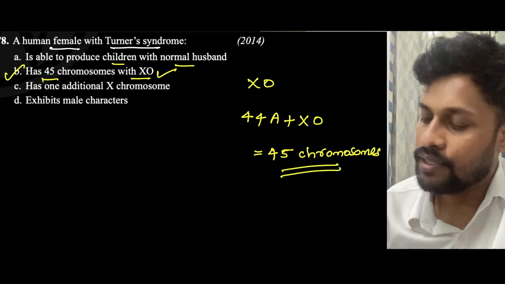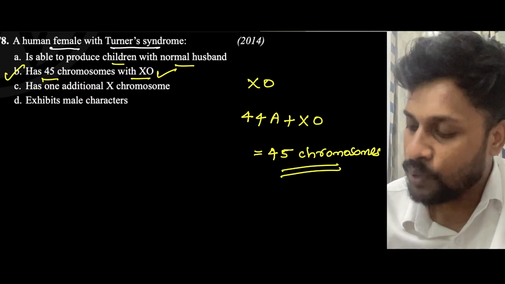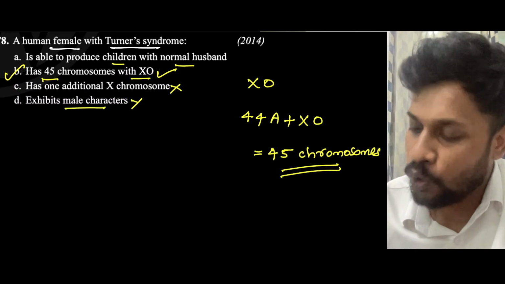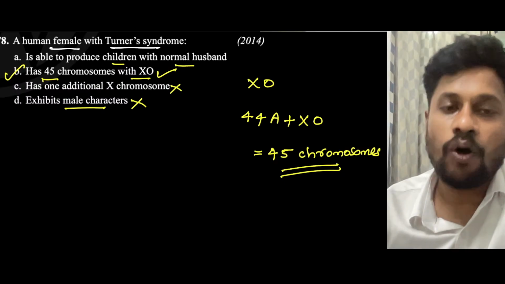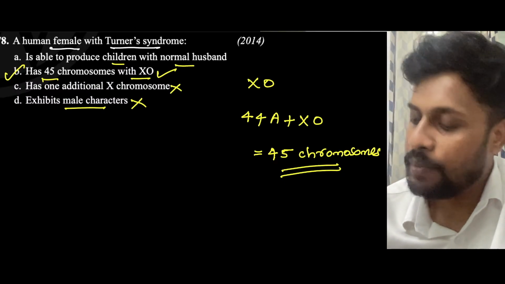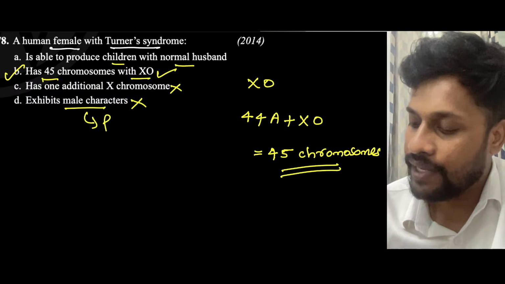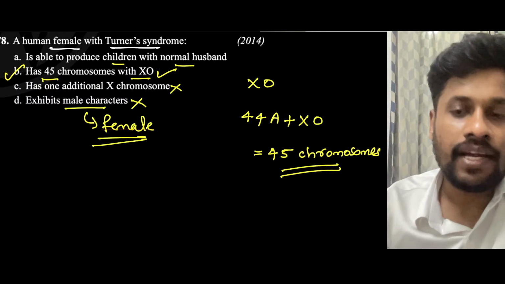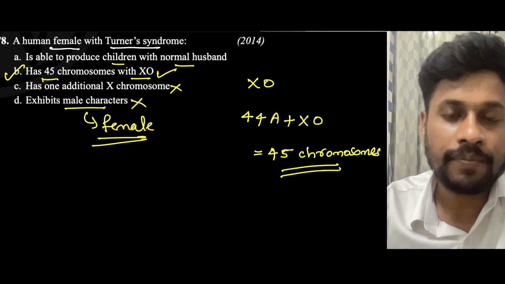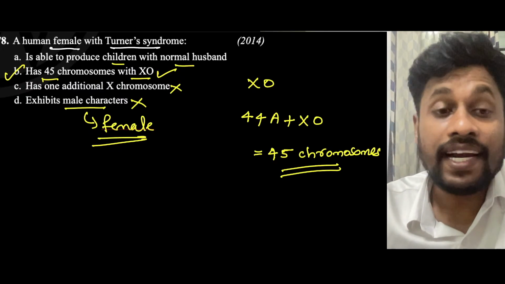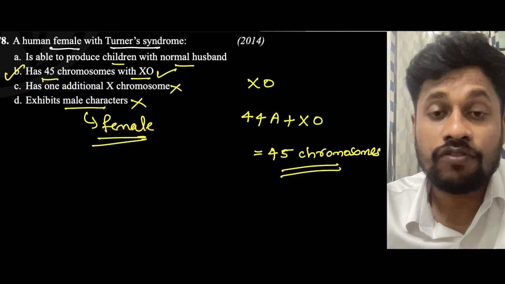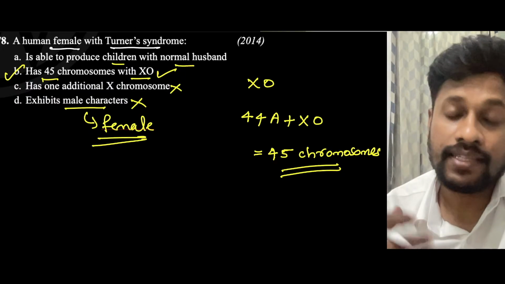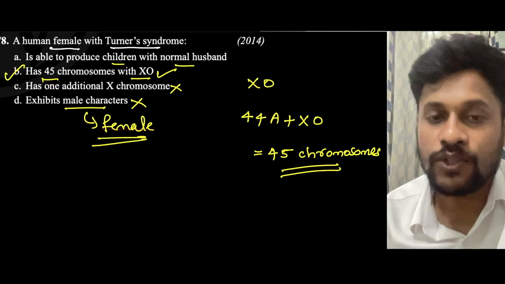Option B is the answer. Has one additional X chromosome? No. They have only a single X chromosome. Exhibit male characters? No. Turner syndrome people only exhibit female characters. Only female characters. Right? And what are the characters of Turner syndrome? Remember, sterility. They are not fertile. Some problem with the secondary sexual characters. All this you need to learn.